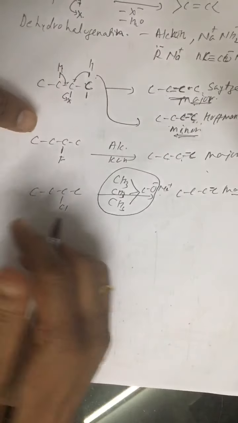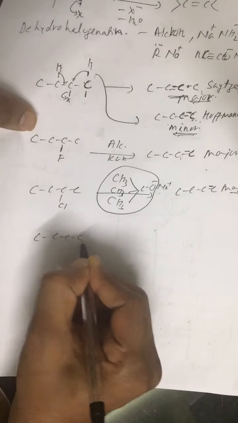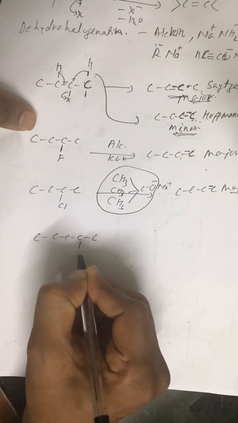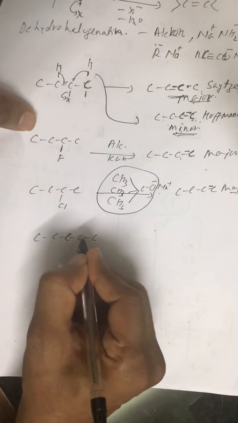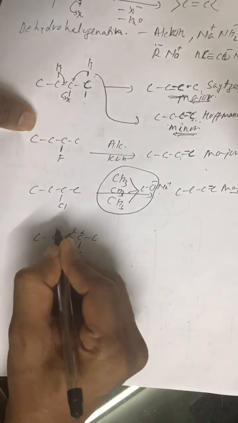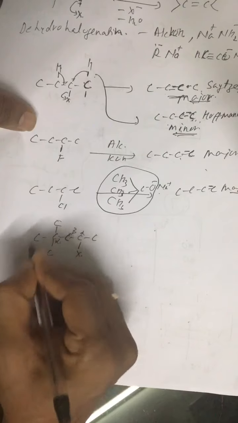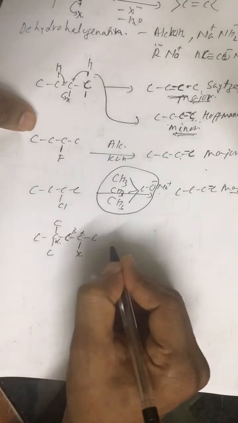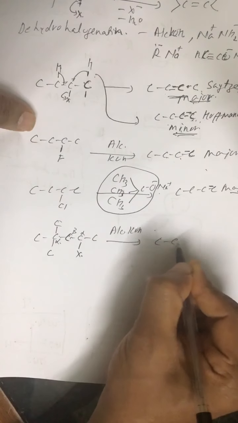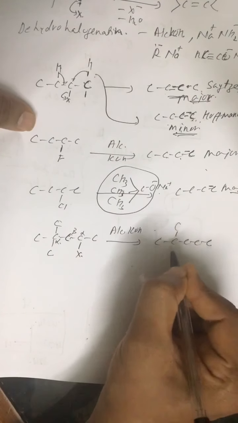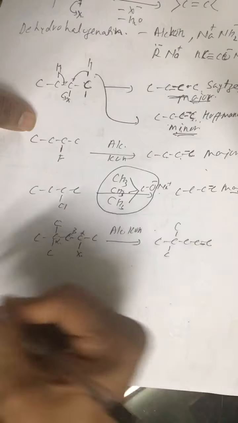And the third case, if the gamma carbon is a quaternary carbon, like this is the halogen which is getting removed, this is the alpha carbon, this is beta, and this is the gamma carbon. This gamma carbon is a quaternary carbon, and then even if you use alcoholic KOH, the major product is this Hofmann product.